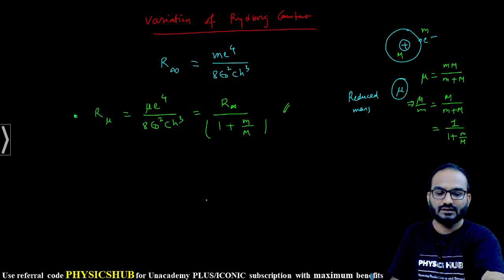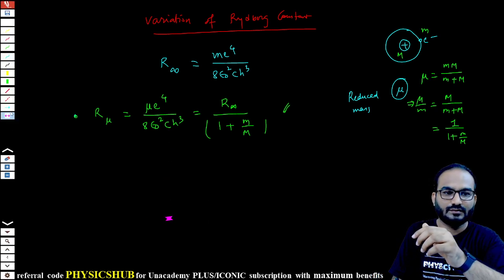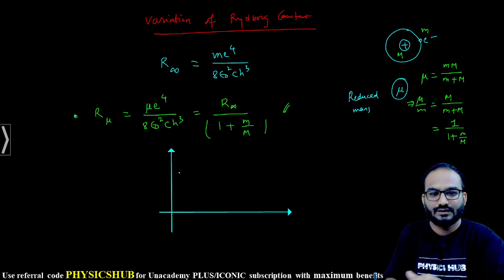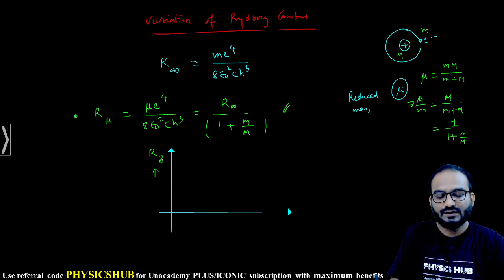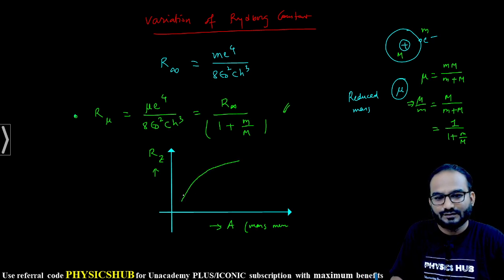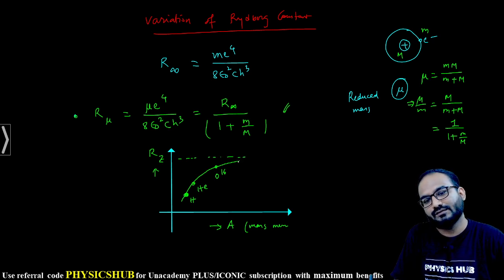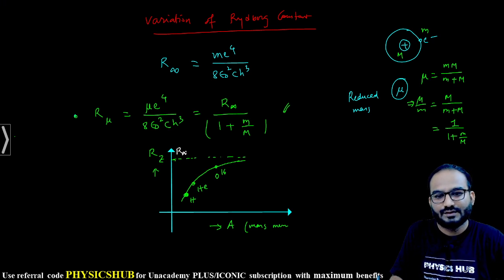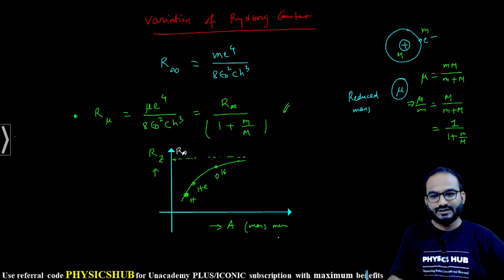If you plot the variation of R infinity, sorry, let's write R Z, the Rydberg constant for an atom with atomic number Z, against mass number, then you will get a curve like this. Let's say here there are light nuclei: hydrogen, helium, lithium and oxygen 16. And as you can see, towards the heavy masses, where the nuclear mass is infinite compared to the mass of the electron, it will take up the value of R infinity. In this way you can understand the variation of Rydberg constant with mass number.